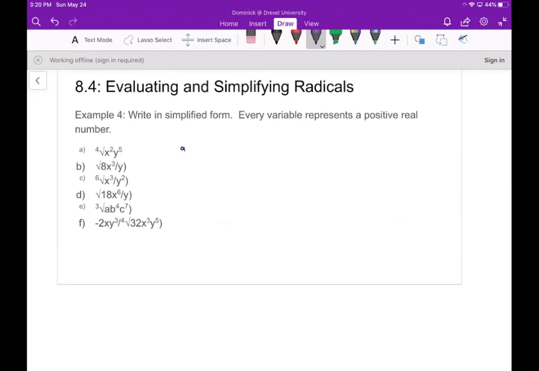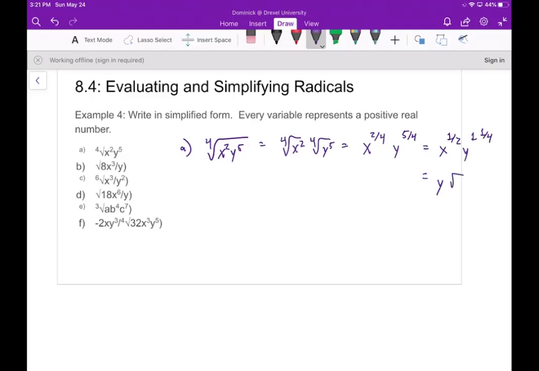So in part A, we have the fourth root of x squared y to the fifth. Well, for this one, of course, we'll separate first. And if we write these with fractional exponents, this is x to the 2 over 4, y to the 5 over 4. So I can simplify 2 over 4 as 1/2, and y to the 5 over 4 is 1 plus a fourth. So I'm going to get y times the square root of x times the fourth root of y.